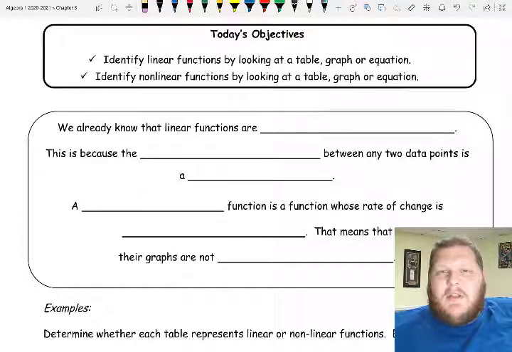Hey guys, today we're looking at 3.2's notes, which is all about linear functions. Our big objective for today is being able to identify when a function is linear and when it is nonlinear from a graph, from a table, from an equation, in a bunch of different ways.